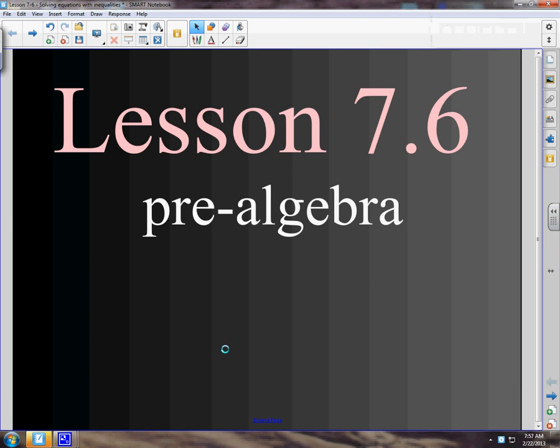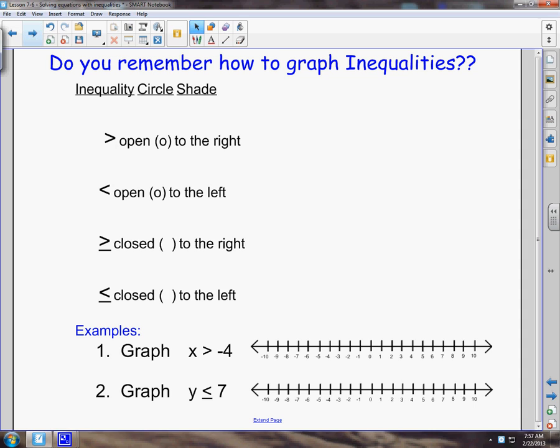Hey guys, this is lesson 7.6 for pre-algebra. 7.6 is graphing inequalities. So the title of the paper is solving two-step inequalities.